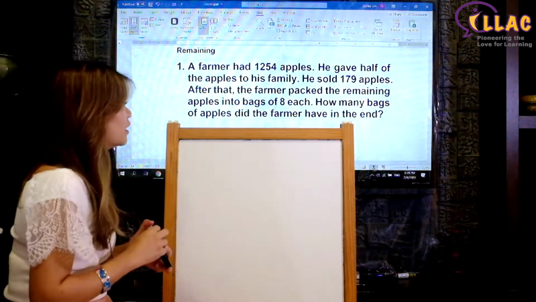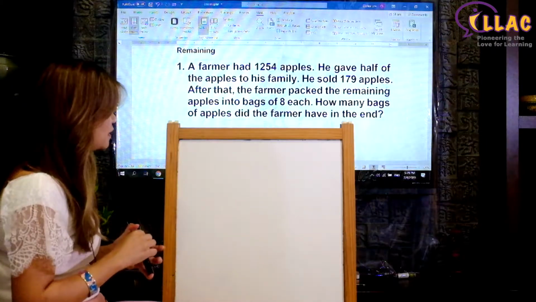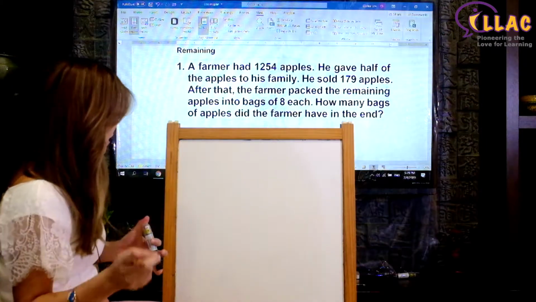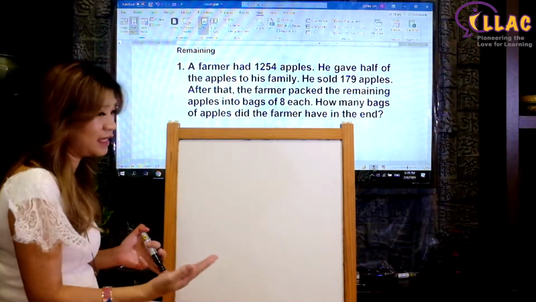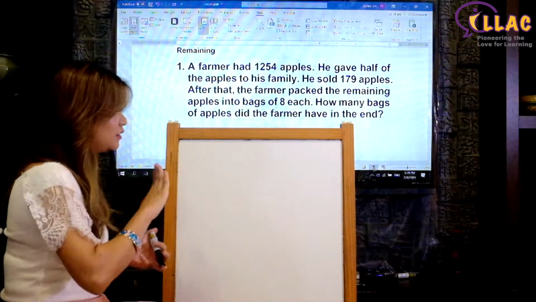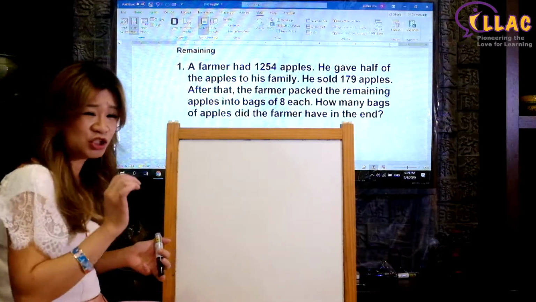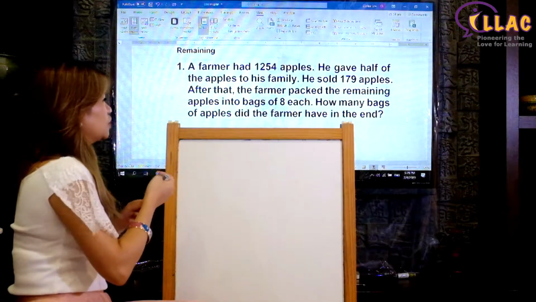A farmer had 1,254 apples. He sold half of the apples to his family. He sold 179 apples, and after that, the farmer packed the remaining apples into bags of 8. Okay, this is about P3, P4 level. P3s might not know how to solve it yet, but P4s, they should. So how do you solve this question?